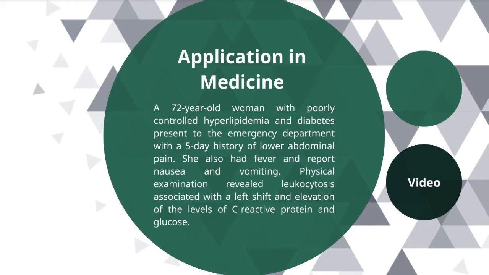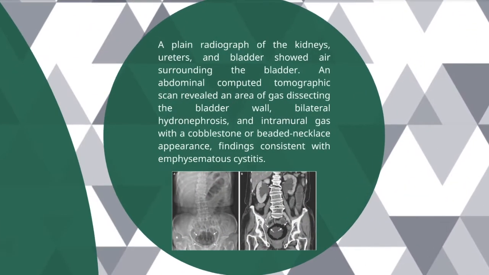Physical examination revealed leukocytosis associated with a left shift and elevation of the levels of C-reactive protein and glucose. A plain radiograph of the kidneys, ureters, and bladder showed air surrounding the bladder. An abdominal computed tomography scan revealed an area of gas delineating the bladder wall, bilateral hydronephrosis, and intramural gas with a cobblestone or beaded necklace appearance. Findings consistent with emphysematous cystitis.